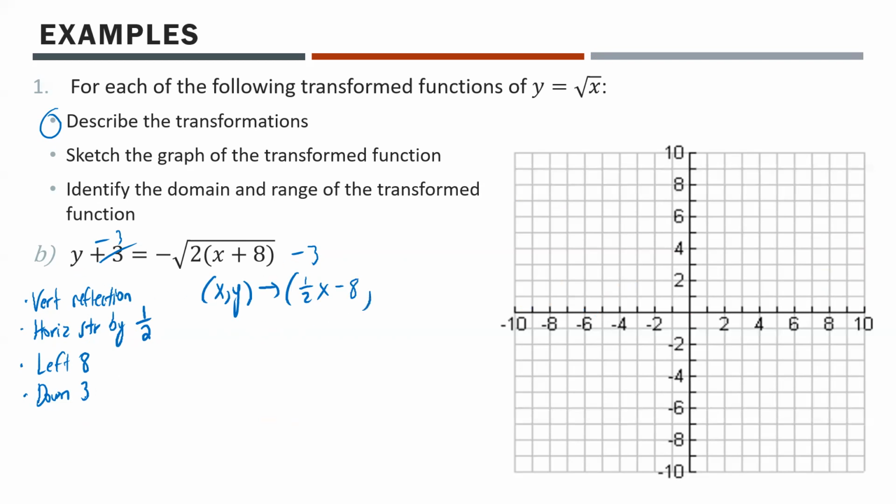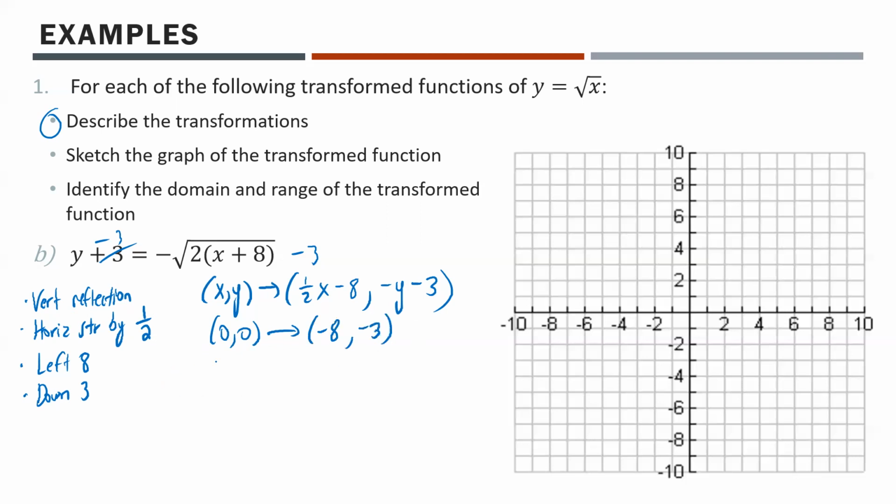And then vertical reflection and down 3, that's happening to our y. So we'll have a negative y because it's a vertical reflection. And then down 3 is -3. Anyway, long story short, let's just throw in those points. We'll do the same points from before. Remember, it was 0, 0. Throw that in there. You're going to get -8, -3.